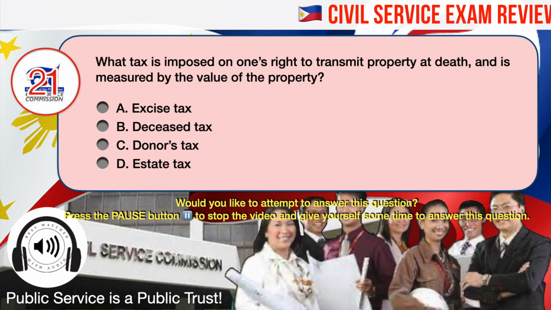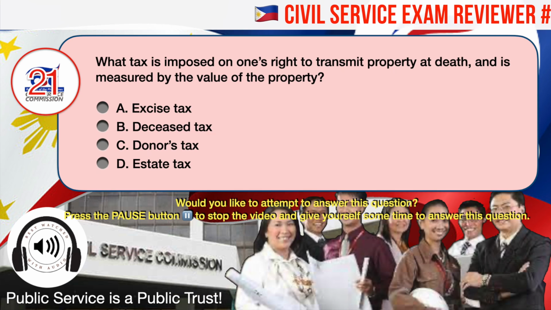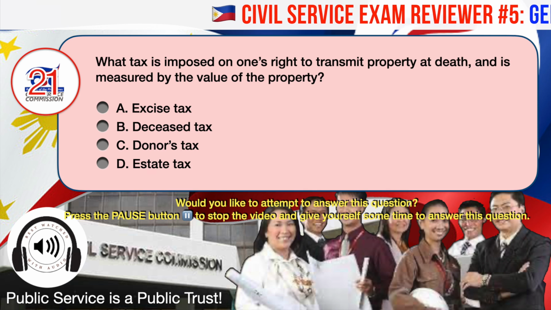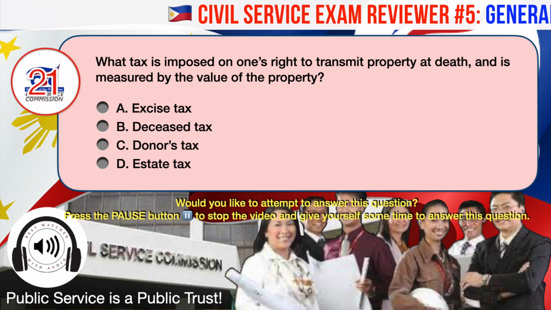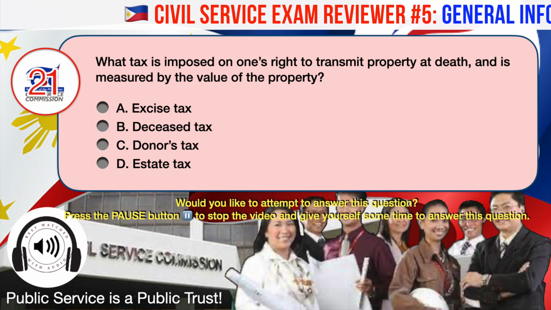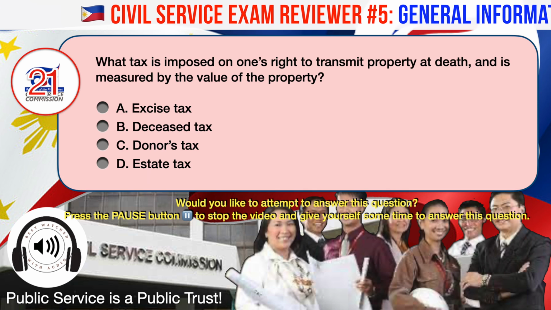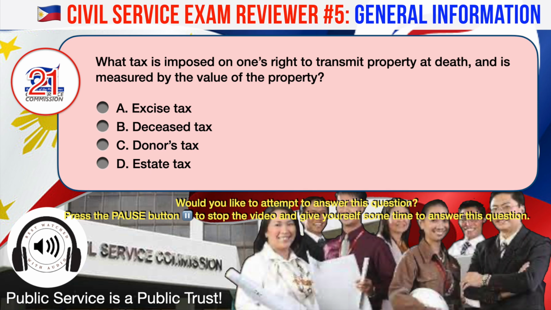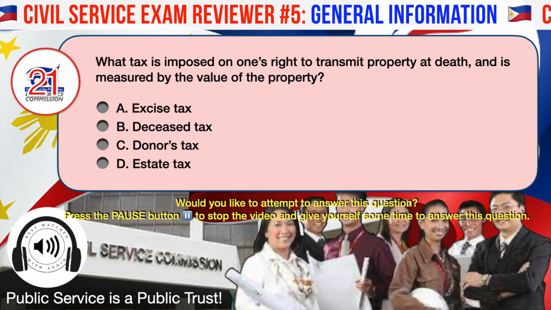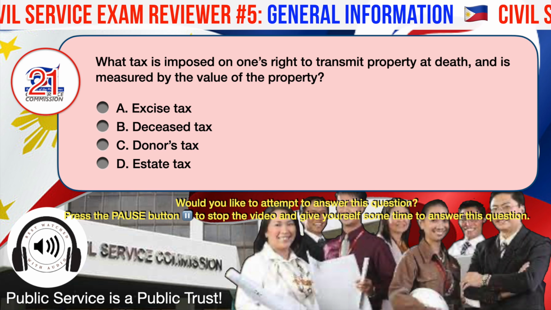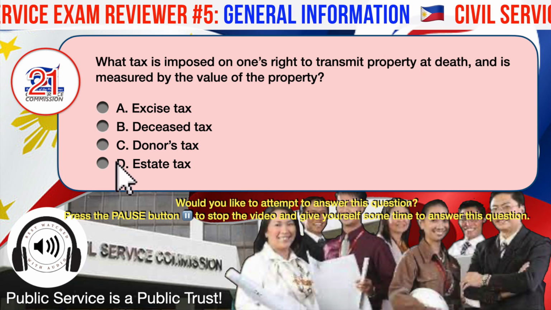Question number 21. What tax is imposed on one's right to transmit property at death, and is measured by the value of the property? A. Excise tax. B. Deceased tax. C. Donor's tax. D. State tax. The correct answer is D.